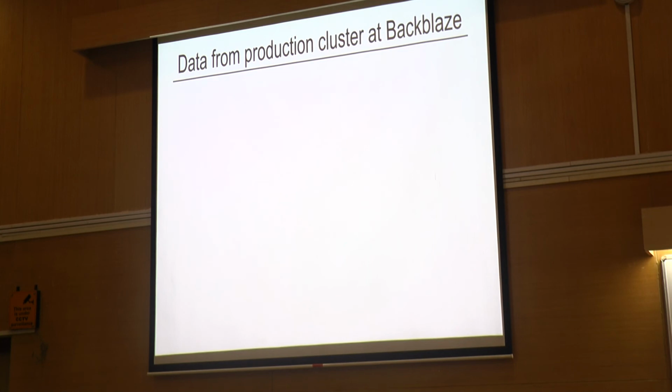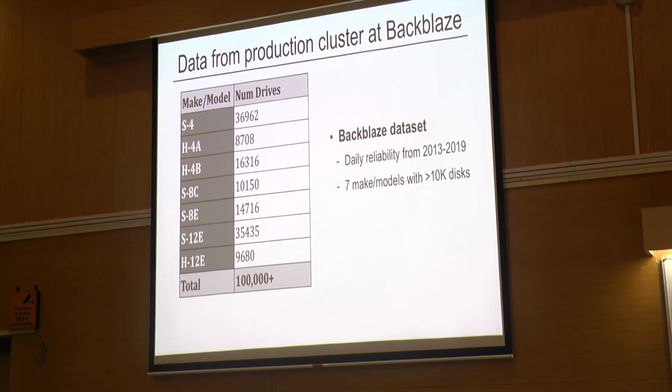So, briefly about the data. This is from a production cluster at Backblaze, which is a data backup company. Here were the make models of the disks which had a significant number of disks in them, that is, roughly around or more than 10,000 disks. This is reliability data from 2013 to 2019. It's actually remarkable that this company makes this data available as open source, so any one of you, if you're interested, can go and analyze this data. These were the 7 make models that we used in our analysis.